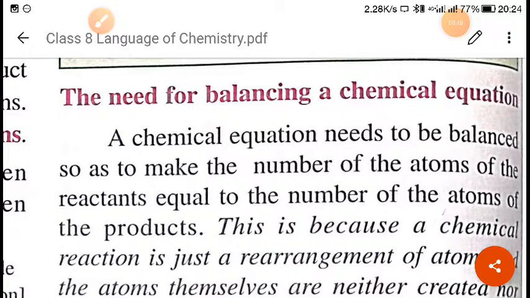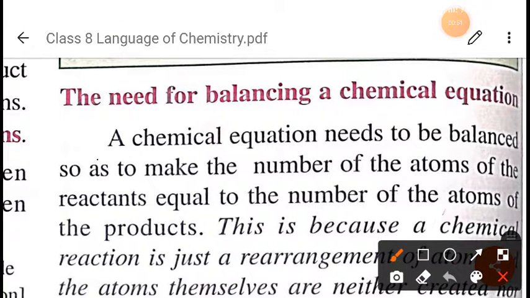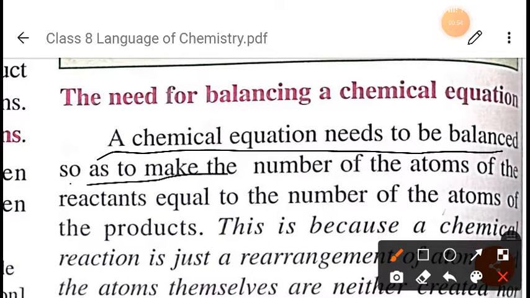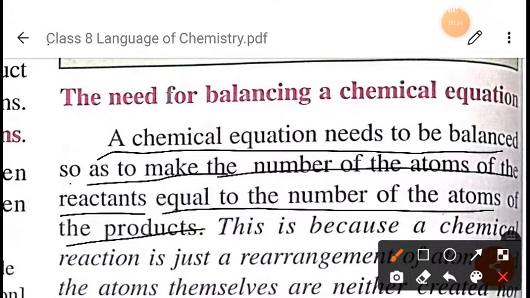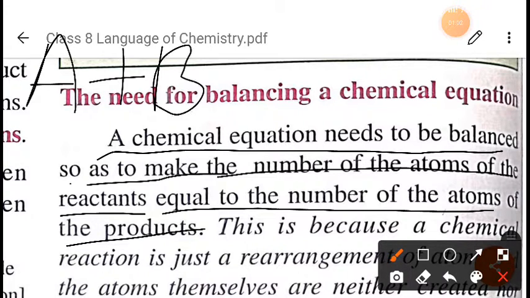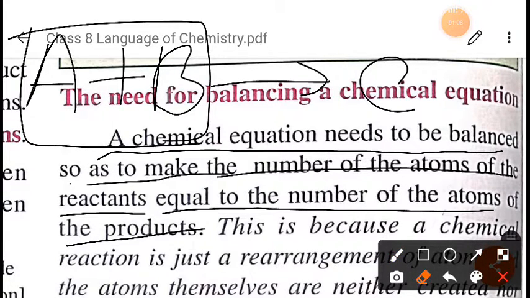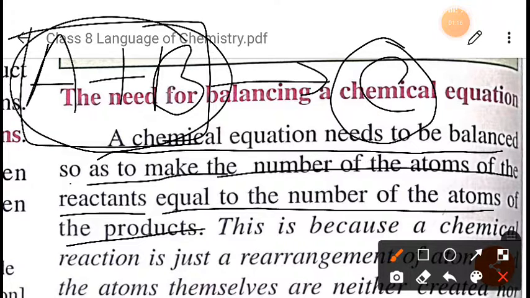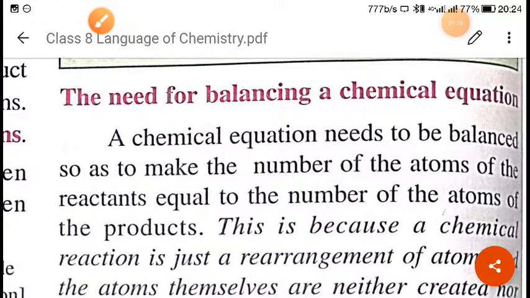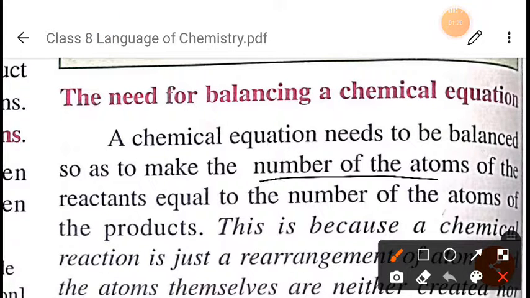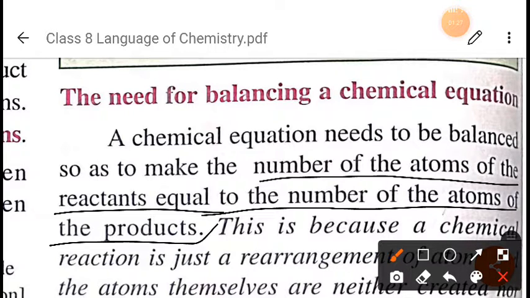The first need is that a chemical equation needs to be balanced so as to make the number of atoms of the reactant equal to the number of atoms of the product. Suppose this is A plus B, reacting to form C. This side is called the reactant side, and this side is called the product side. So a chemical reaction needs to be balanced so as to make the number of atoms in the reactant equal to the number of atoms in the product.